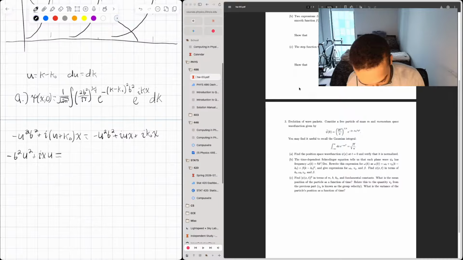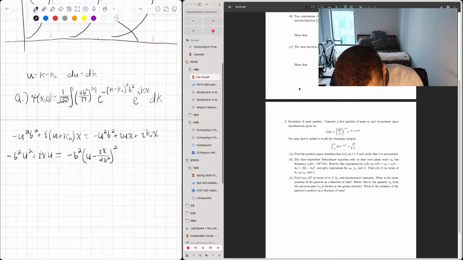So this equals minus a, so minus b squared outside of u minus ix over 2b squared plus minus x squared over 4b squared.